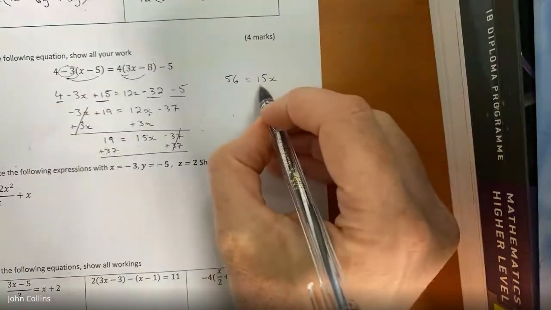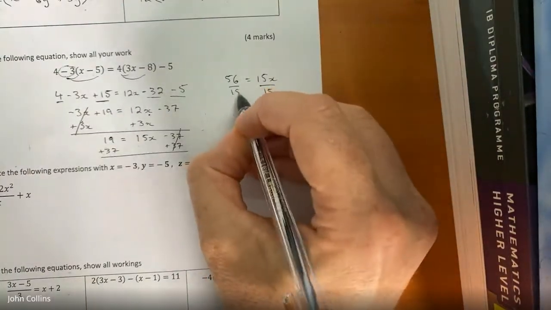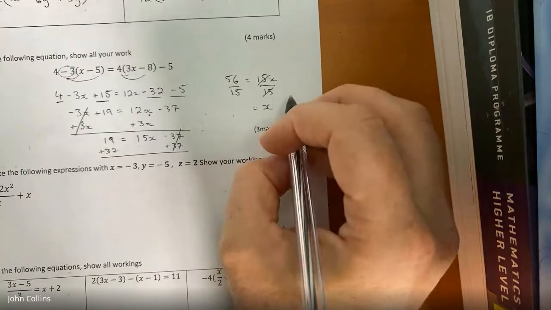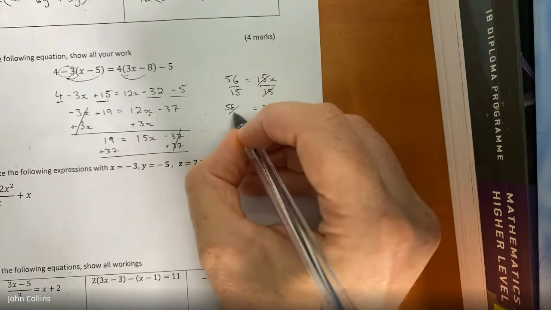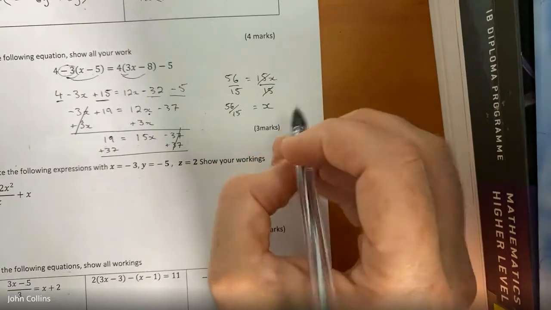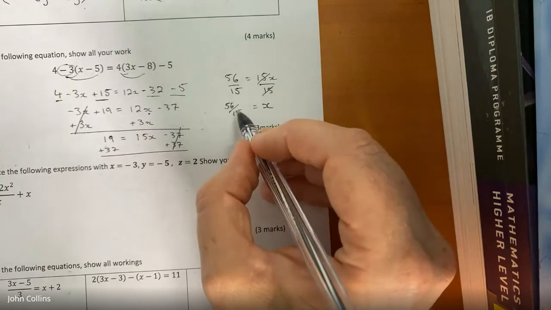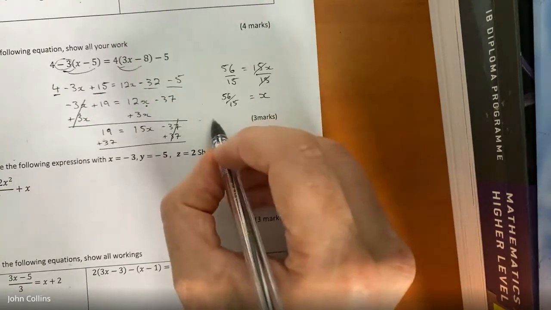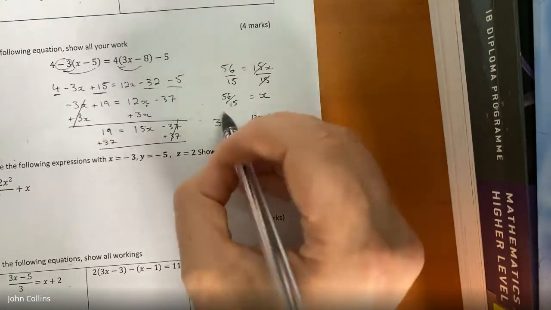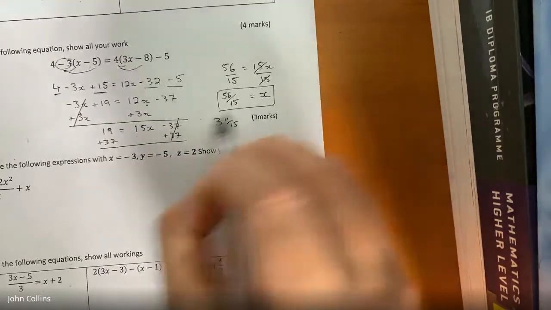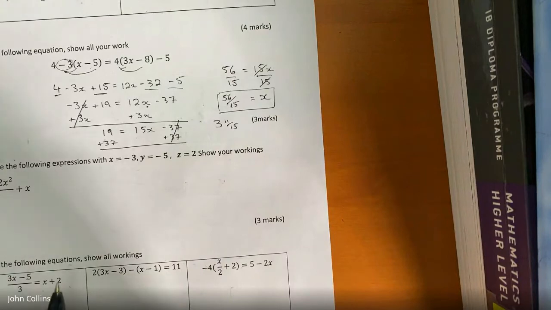And 15 times x, well, divide by 15. 15 into 15 goes once, so we're left with x. And 56 over 15, you can leave it as that, that's fine. It's not a fractions exam. Or you can change it, 15 fits into that. Well, I think 3 15s is 45, so you get 3 and 11 15s, if you want to change it, you don't have to. This is a perfectly acceptable answer for this exam. Or you can change it to decimal if you want to use your calculator.